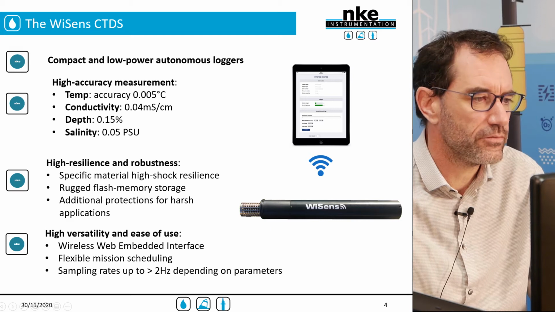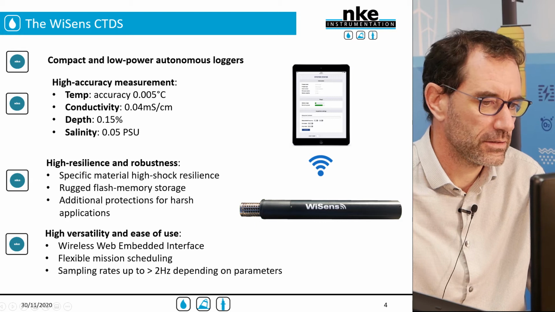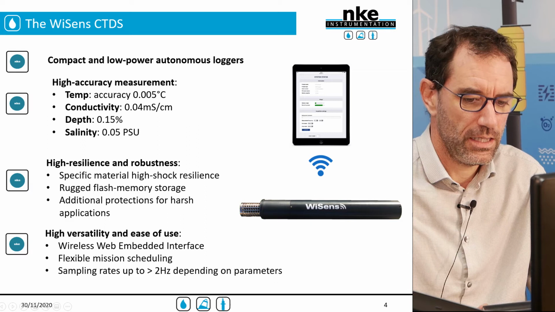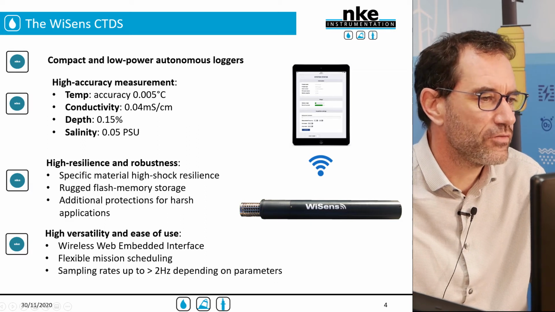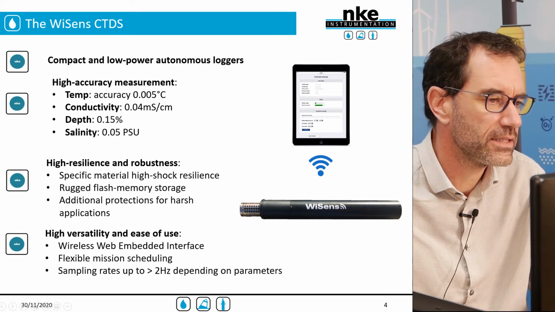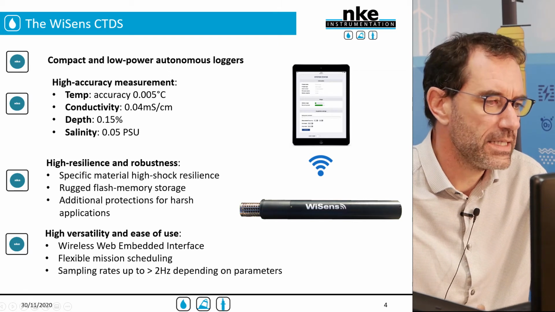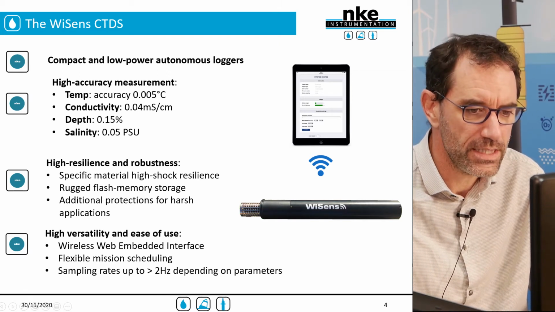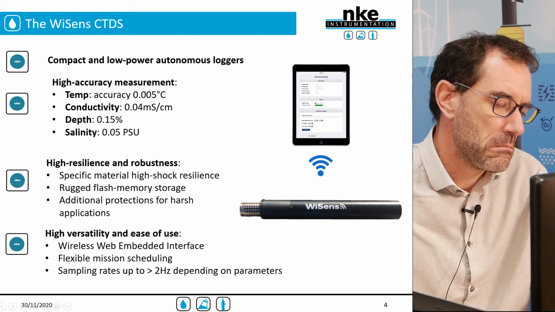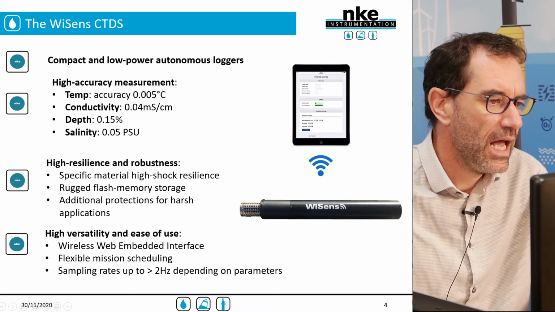So the main advantages of the WiSens is, of course, the size. It's a compact datalogger with low power consumption. Inside we have lithium batteries for a long battery life, almost 10 to 12 months.